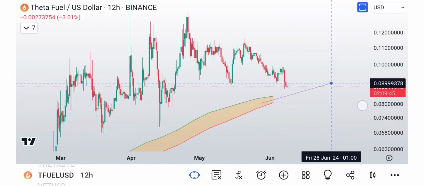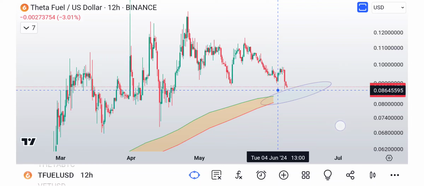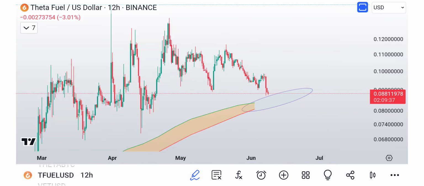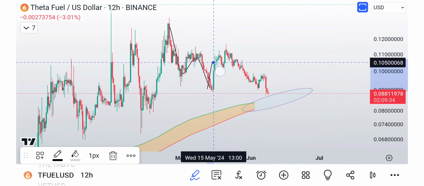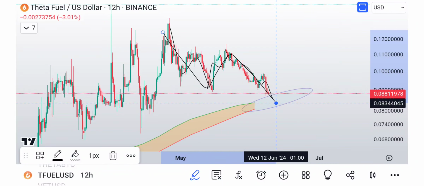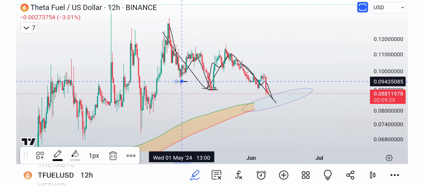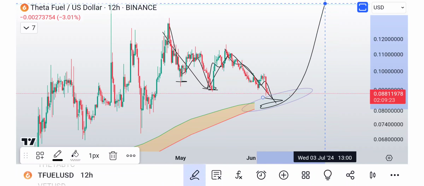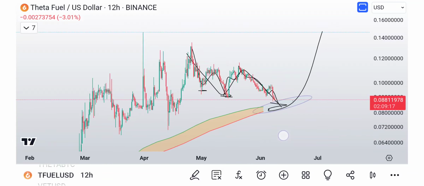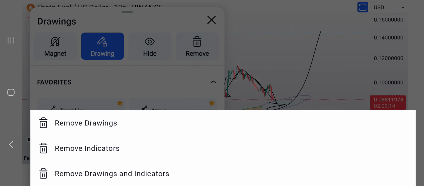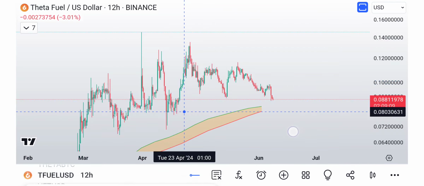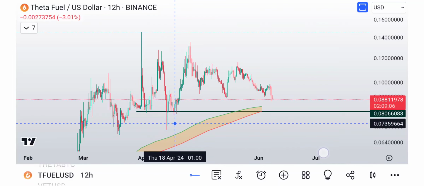So let me just extend this out a little bit. There we go. Somewhere in here, I think we're getting close, and it's going to finish out this 1, 2, 3, 1, 2, 3, and then 1, 2, 3, 4, 5. So A, B, C, and then it takes out this low, and then we continue higher. That's kind of what I'm thinking here with Theta Fuel. Can it go lower? Yes. Is it okay to break below the bull market support band? Yes. But as long as we hold this low, I think we're good.